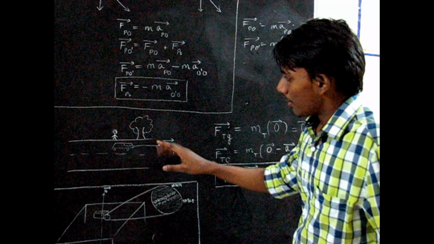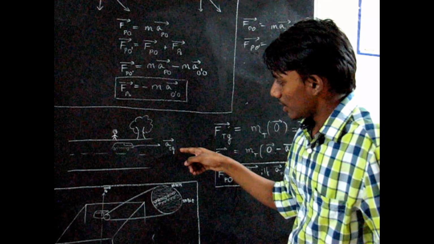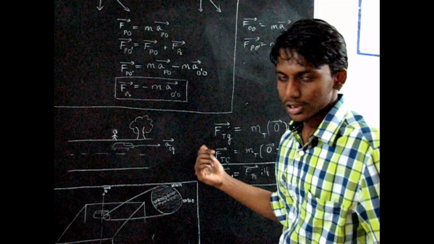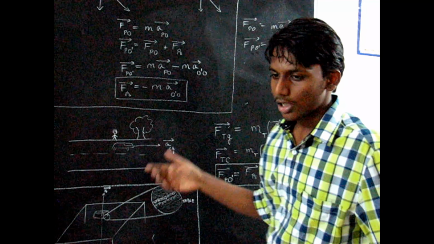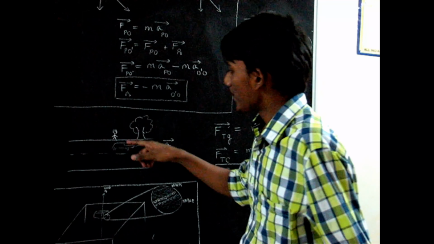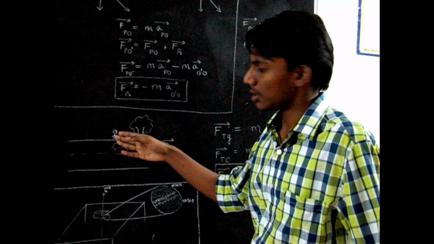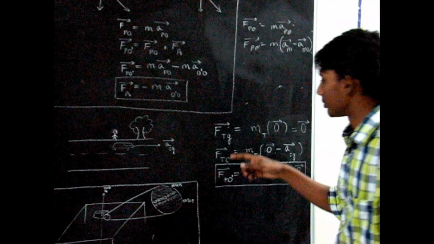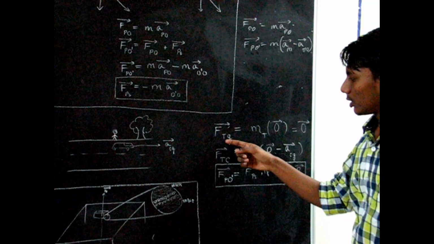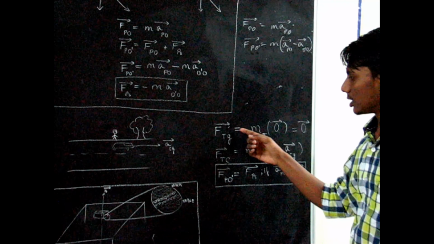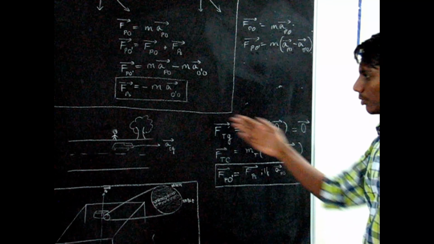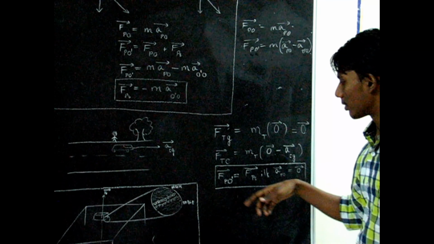Here consider an example. Here there is a car accelerating with respect to ground reference frame. This is G, small g is ground reference frame. Ground reference frame is assumed to be inertial reference frame. Here is a man standing, stationary man. Here is a tree which is also stationary with respect to ground reference frame. Here we can write force acting on the tree with respect to ground reference frame is equal to mass of tree into acceleration of the tree, which is 0 with respect to inertial reference frame or ground reference frame.